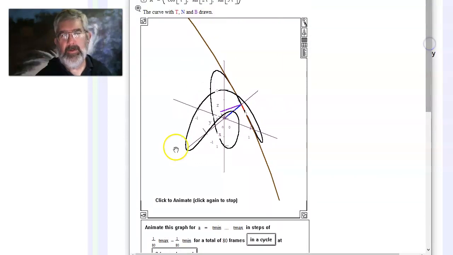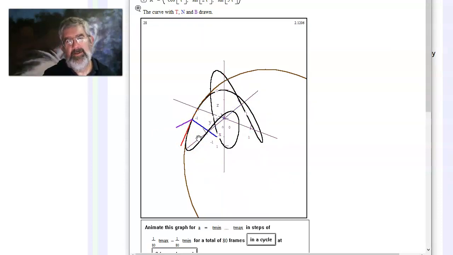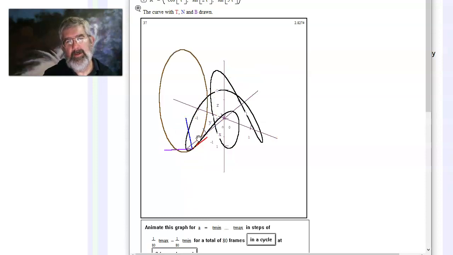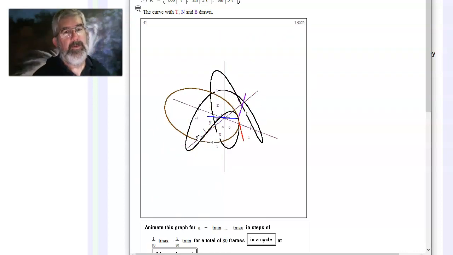So anyway, there's your circle of curvature for all the different points on the curve there. I could watch this. It's kind of mesmerizing. Anyway, there you go. The osculating circle.